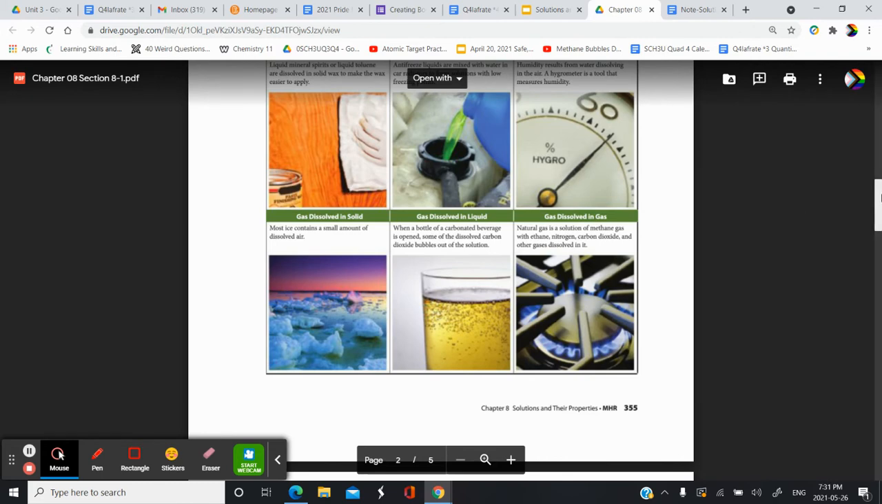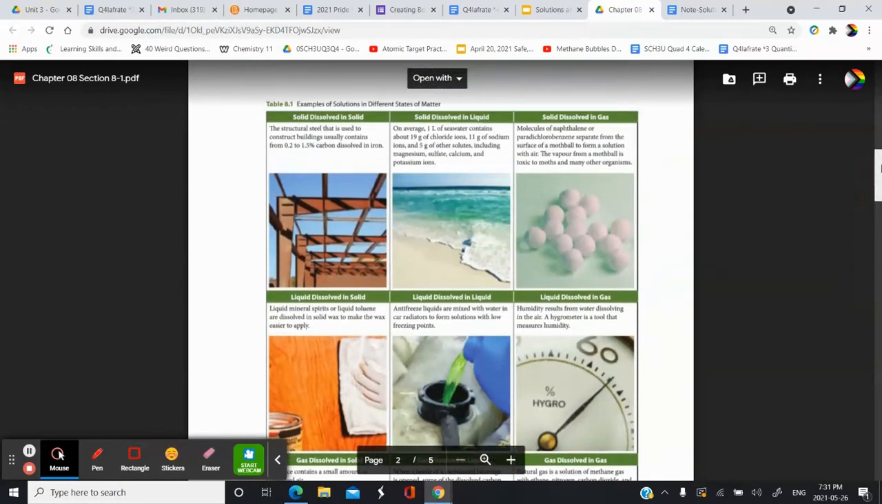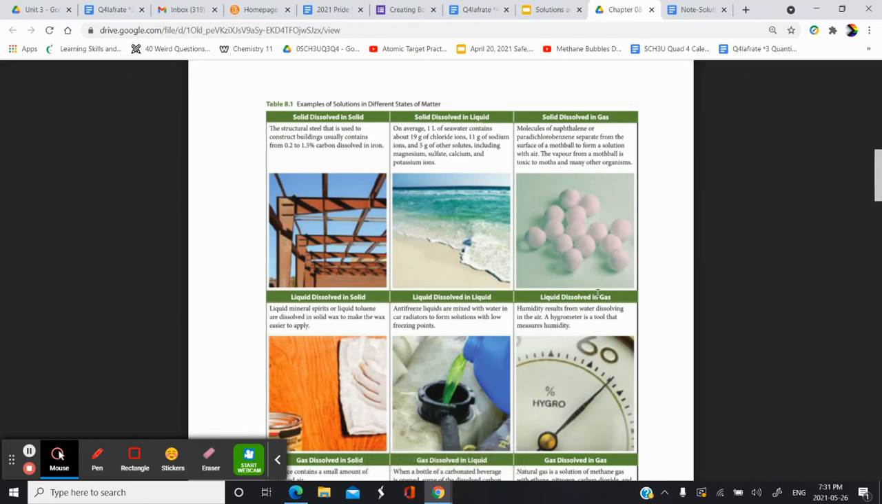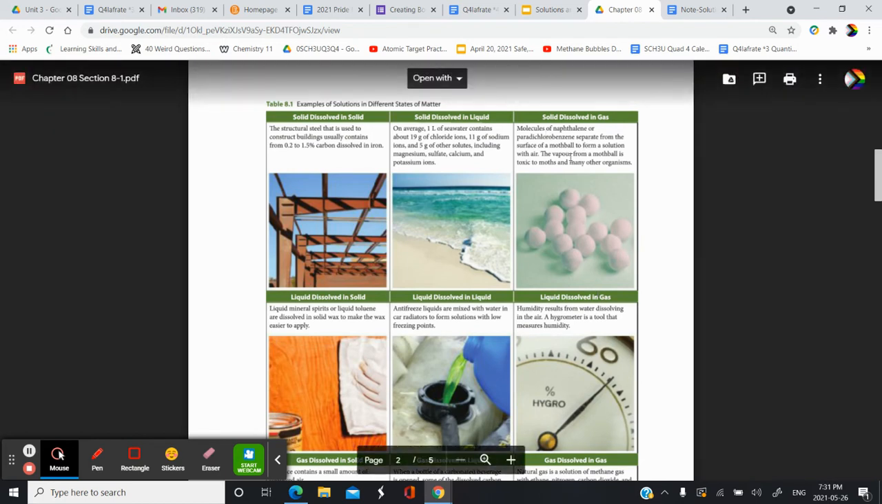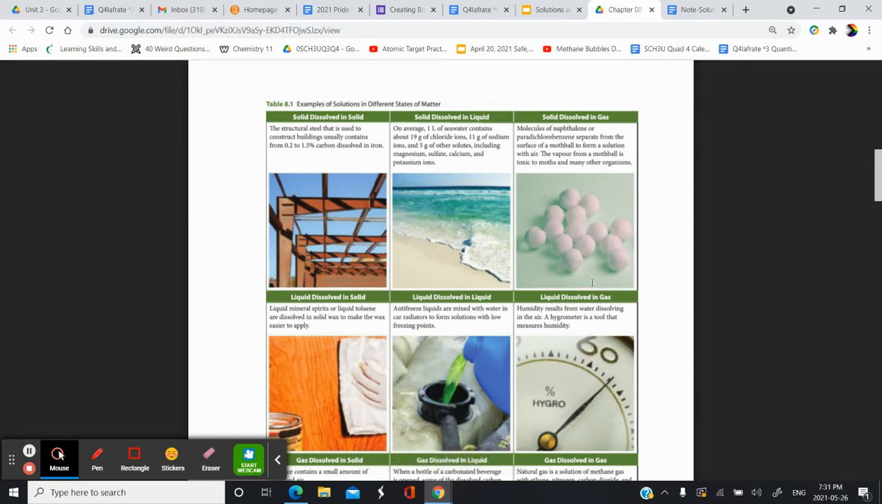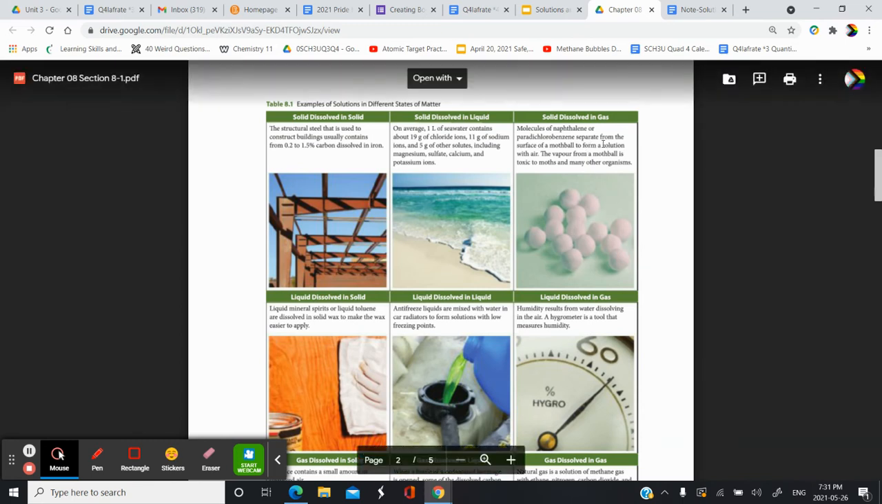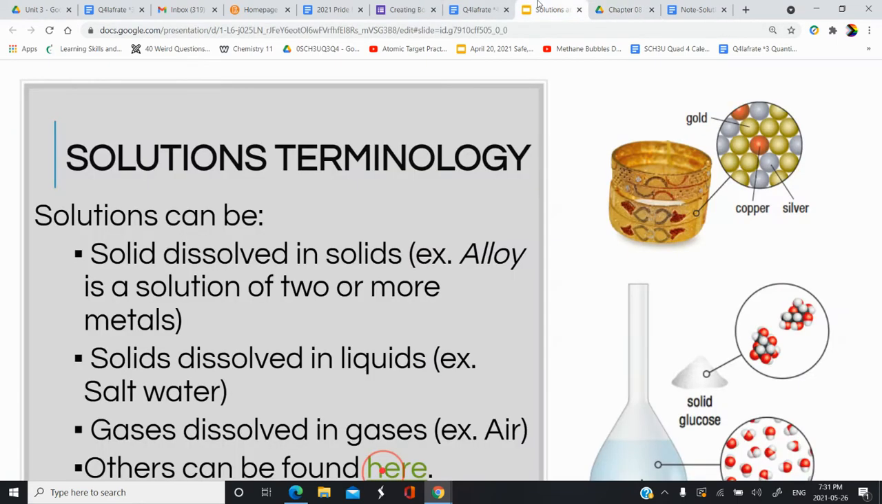But again, you can see a bunch of things that we're not really used to seeing. So here we can see a solid dissolved in a gas. If you look at this example here, this is called a mothball. You would put it in clothing, for example, to prevent moths from getting to it. And it's made up of essentially solids dissolved in a gas solvent. And that forms a solution overall. So you can read through these and then come up with some examples as well.